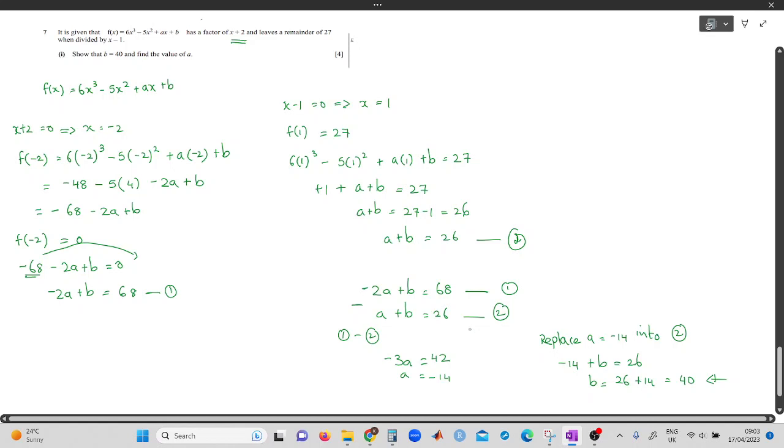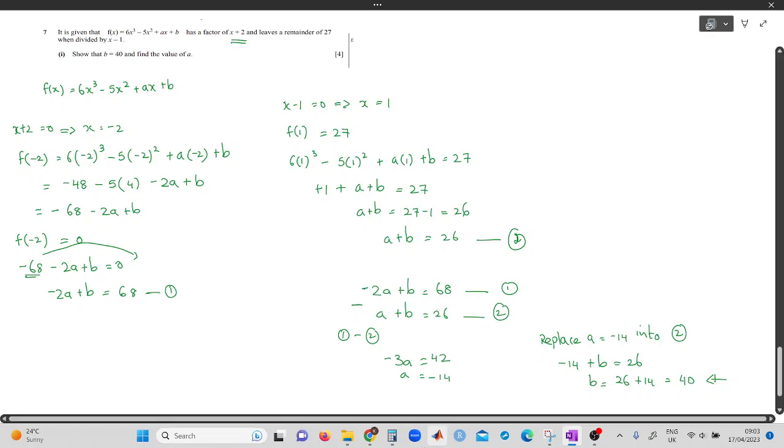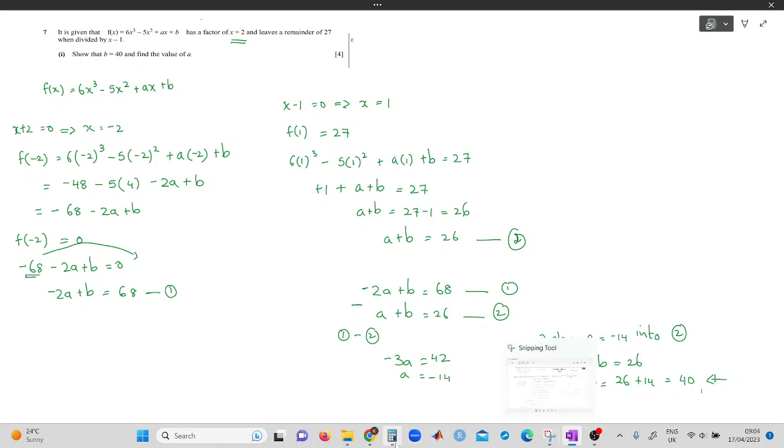I have shown that b equals 40. Good. So this is your answer for the first part. Take the screenshot and then we continue the question. Okay, so let's continue.